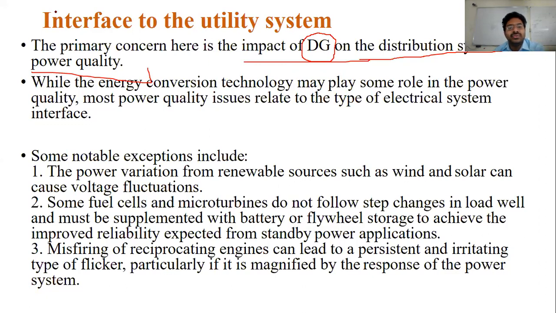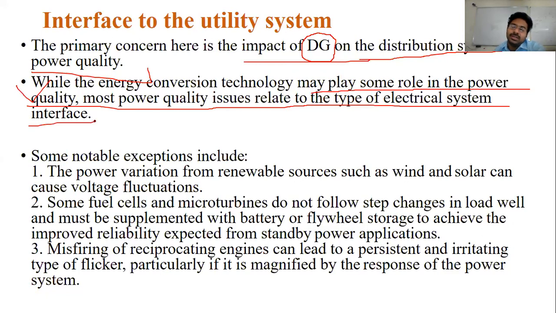So now see this, while these energy conversion technologies are nothing but DGs. So what role do they play? How do they reduce the power quality issues in the power system? Most of the power quality issues are related to the electrical system interface. You know that, so there are some drawbacks by using these DGs also.